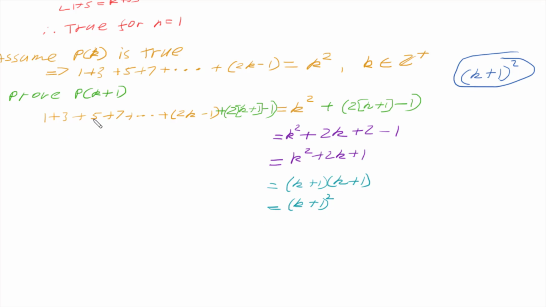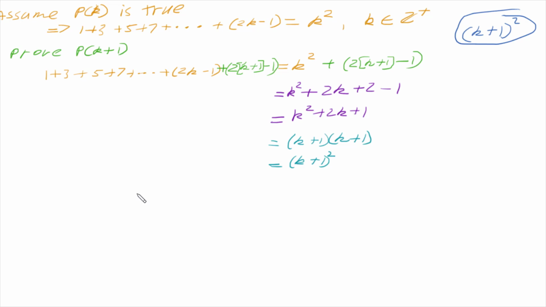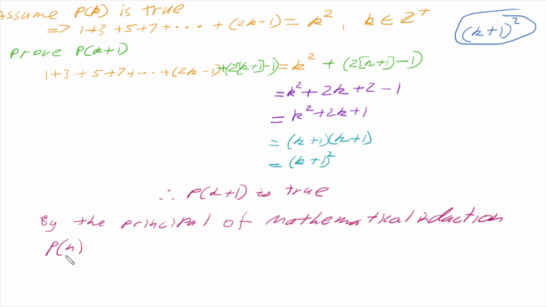So I have shown that by moving to the next step in my sequence, I've obtained an expression where n being k plus 1 gives n squared, which is (k plus 1) squared. So that means I've achieved it. Now I can write that, therefore, P(k plus 1) is true. And that means that by the principle of mathematical induction, my proposition P(n) is true for all n that are elements of the positive integers.